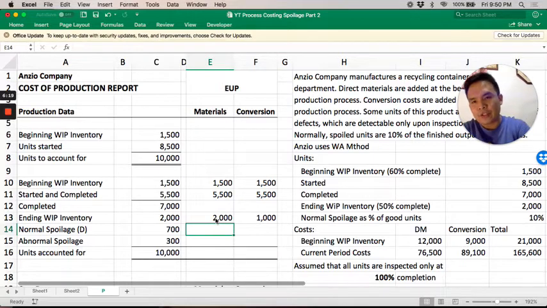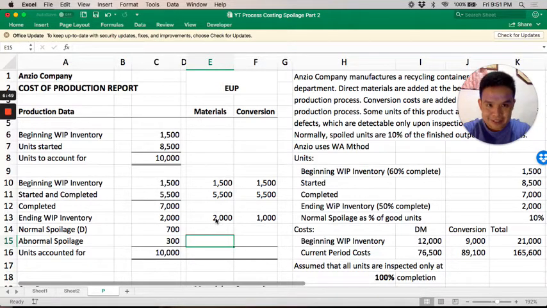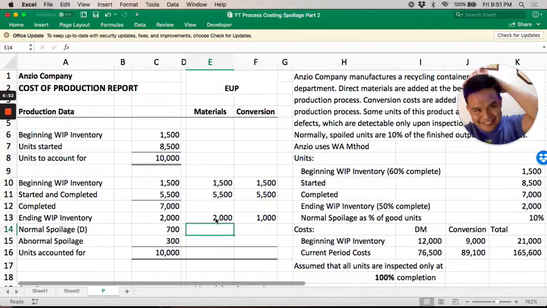Now, the EUP of normal and abnormal spoilage. That really depends kung ilang effort na ang nalagay mo dyan. Now, think of this. It is only inspected at 100% completion. Saka mo lang malalaman na sira pag 100% na, pagtapos na. So, ibig sabihin, yung units na sira, ilang percent effort na ang nalagay mo dyan. Siyempre, 100% na. So, sa ending mo pa kasi nalalaman na may sira eh.